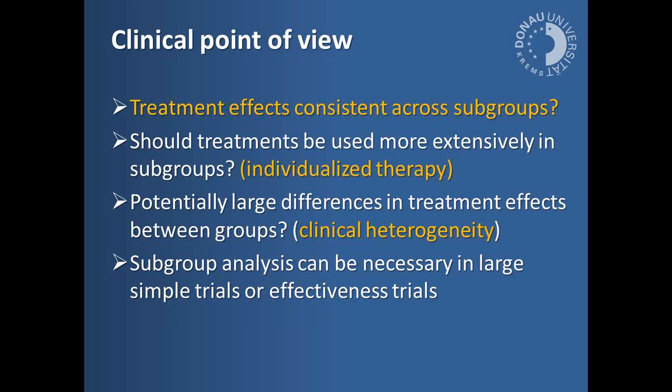The clinical point of view of subgroup analysis is the question of whether the treatment effects are consistent across the subgroups, or, in terms of individualized therapy, whether treatments should be used more extensively in certain subgroups. And are there potentially large differences in treatment effects between these groups? So, like for clinical heterogeneity. Subgroup analyses can be necessary in large simple trials or effectiveness trials.